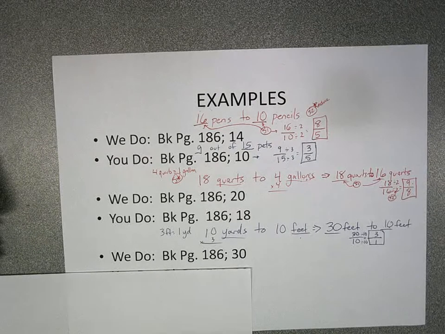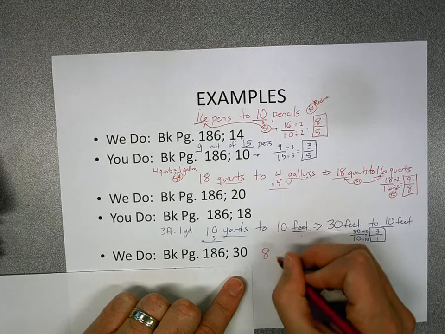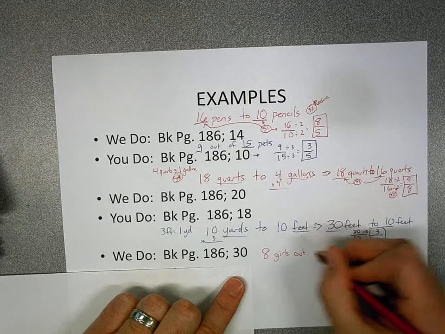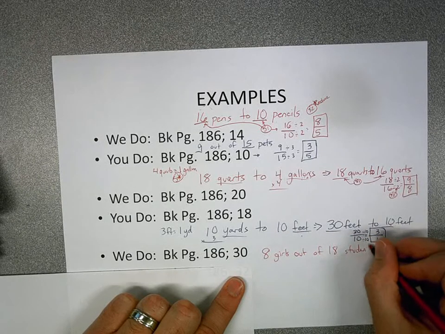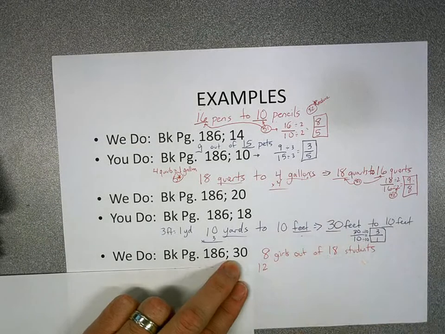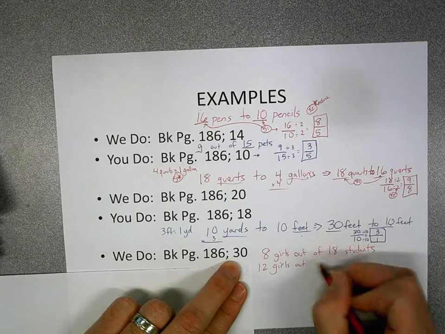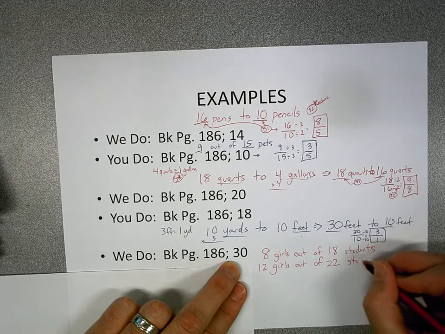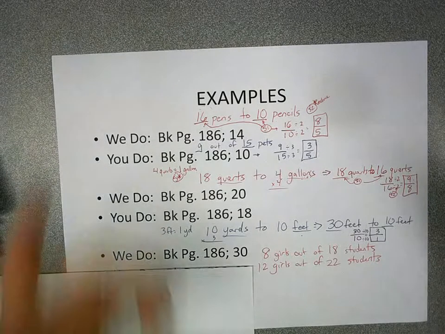All right, so problem number 30 in your book says there are 8 girls out of 18 students. And then the other one that we're going to compare it to is 12 girls out of 22 students. Okay, now there's a couple of different ways that you can do this.